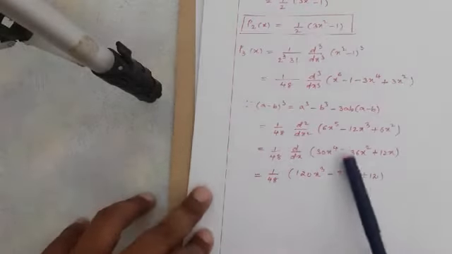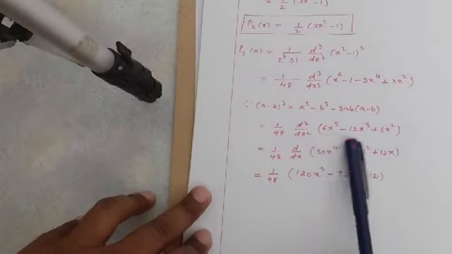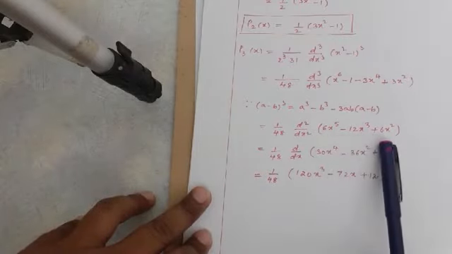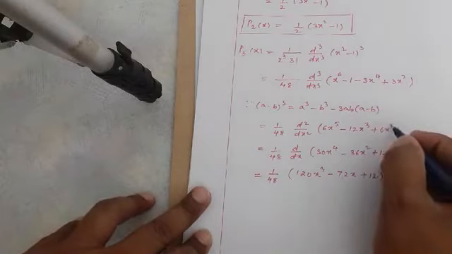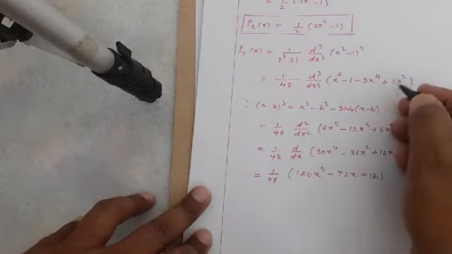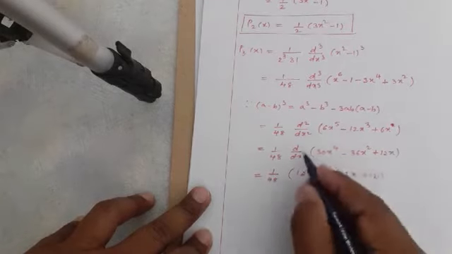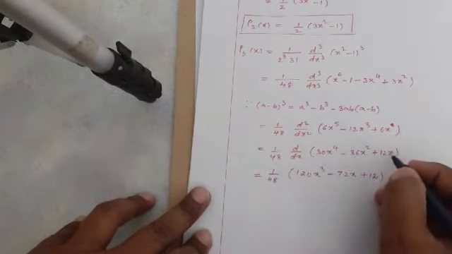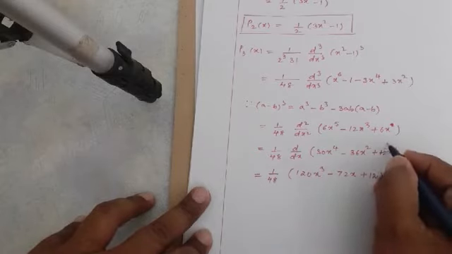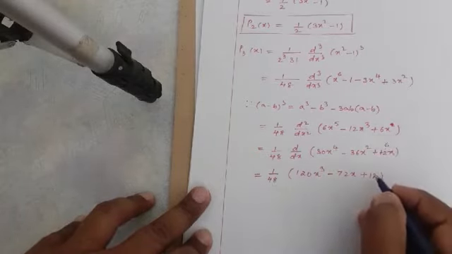Let me check once. This is 6x power 5 minus 12x cube plus 6x, not 6 power 4. Now when you differentiate again, you get here only 6, and now this becomes 0 here.